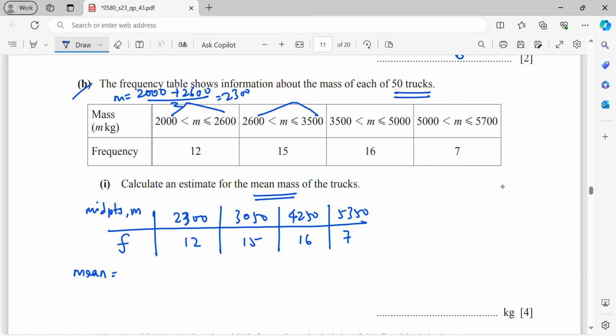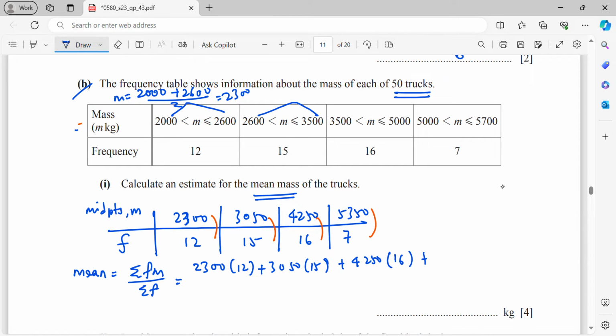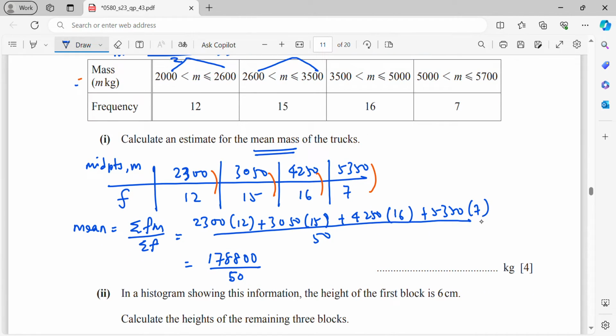So then the mean is summation Fm over summation F. That means this is 2300 times 12 plus, you just multiply all together. Okay, because the Fm means you multiply first before you get the sum. So that's the meaning of the formula. Divided by the total. Total is 50 trucks. Then from here, I will be getting the numerator is 178800, then denominator is 50. So when you divide, this value is going to be 3576. So this is the exact value. No need to round up. Okay, that's the mean value of part 1.